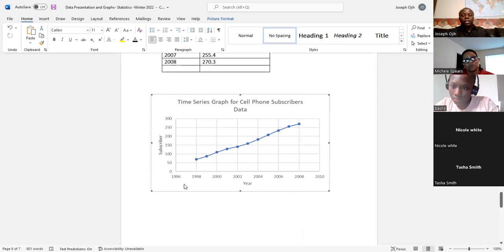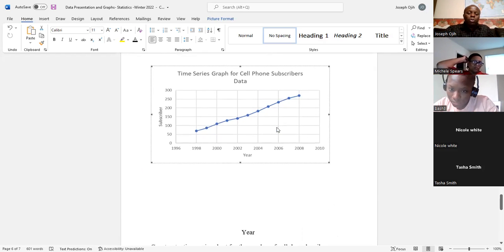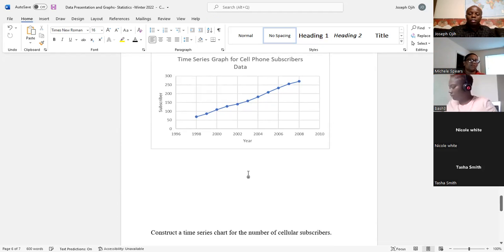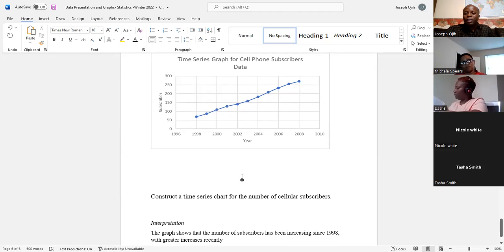According to this graph, you can see that from 1998 to 2008, it's going up. More people are getting cell phones. As a matter of fact, these days, I don't know how many people still have a landline in their house. Almost everybody has a cell phone. And the pay phones that we used to see in every street, I don't see them anymore. So according to this time series, the number of subscribers has been increasing since 1998, and this keeps going up. So it shows you the trend of the event. Okay.